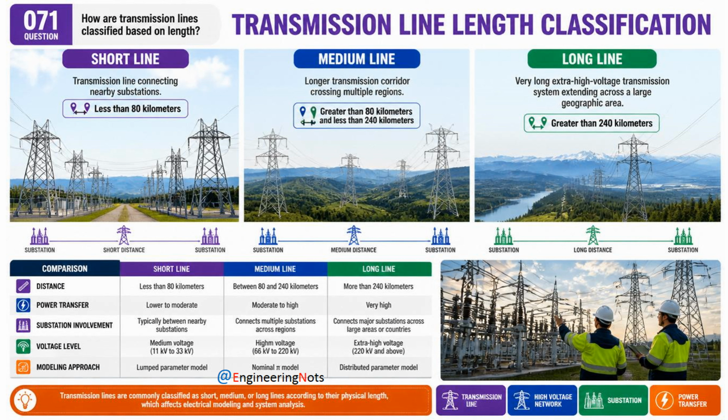Question 71. How are transmission lines classified based on length? Transmission lines are commonly classified into three categories based on their physical length. A short transmission line has a length of less than 80 kilometers. A medium transmission line has a length greater than 80 kilometers and less than 240 kilometers. A long transmission line has a length greater than 240 kilometers. In summary, transmission lines are classified as short, medium, or long lines according to their length, which influences their electrical characteristics and analysis methods.